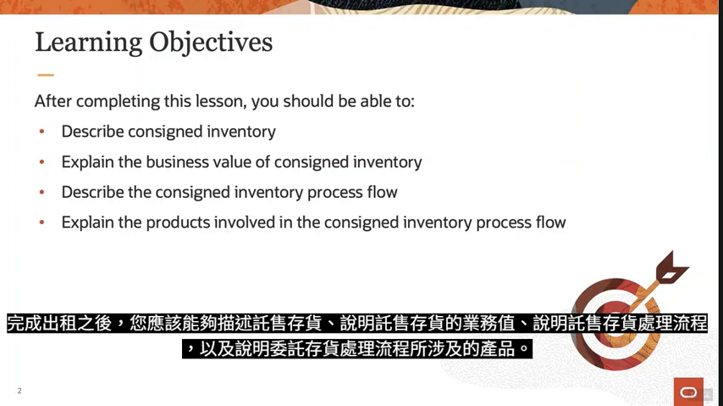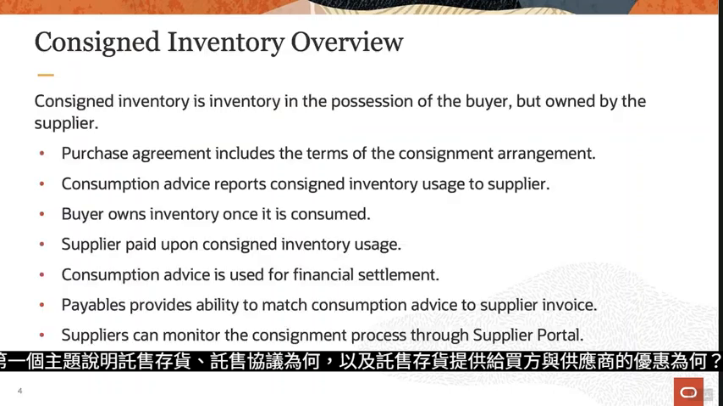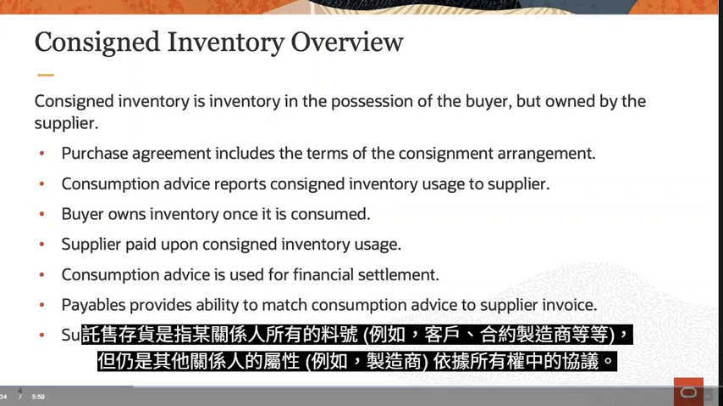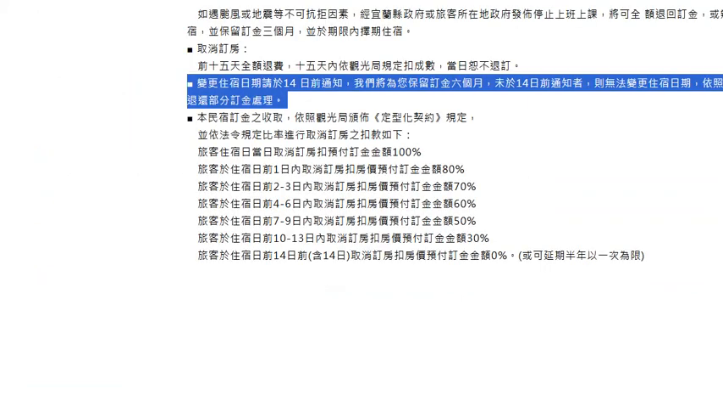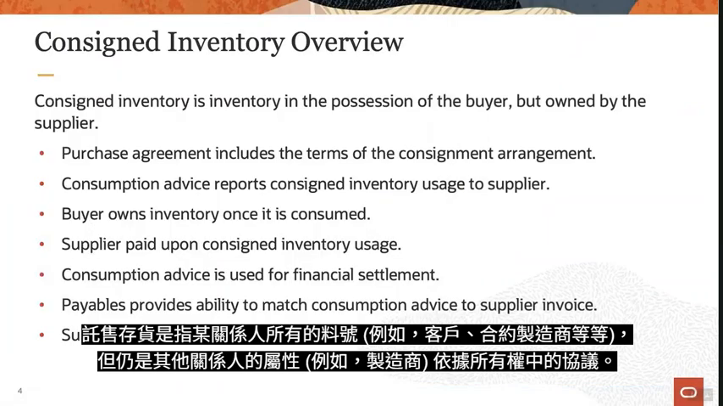Our first topic describes what is consigned inventory, consignment agreement, and what are the benefits offered to both buyer and supplier by consigned inventory. Consigned inventory refers to items in the possession of one party, for example, customers, contract manufacturers, and so forth, but remains the property of another party, for example, the manufacturer, by agreement with those in possession.